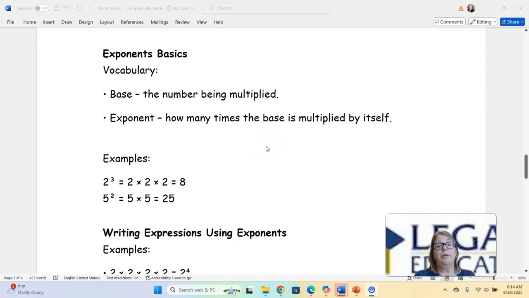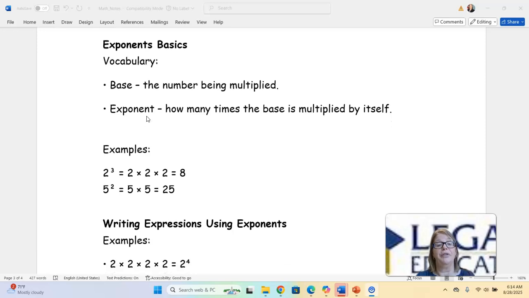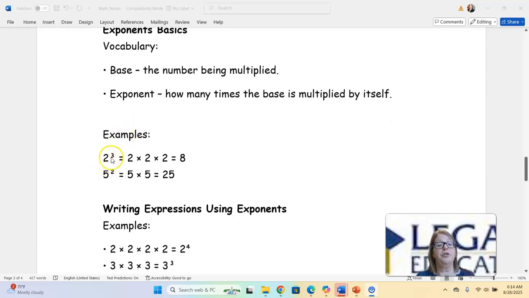So let's look at some exponent basics now. This will be on your final exam where you have to deal with exponents and you're going to be manipulating them. So let's make sure we have our solid vocabulary in our back pocket before we get started. When you're dealing with exponents, you have a base and you have an exponent. So the base is the number that's being multiplied, and the exponent is how many times that base is being multiplied by itself. So for example, the base of 2 with the exponent of 3 means 2 is being multiplied by itself that amount of times.